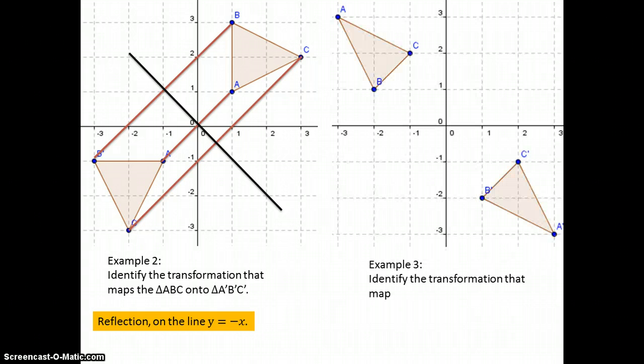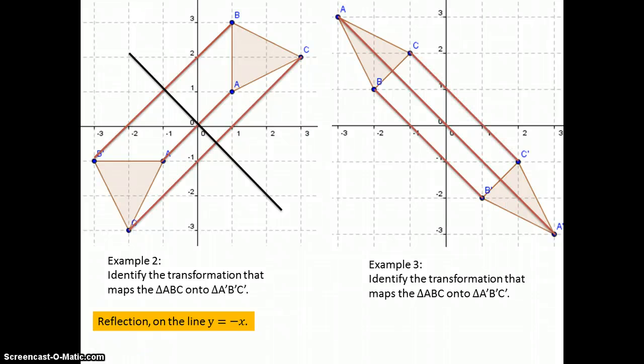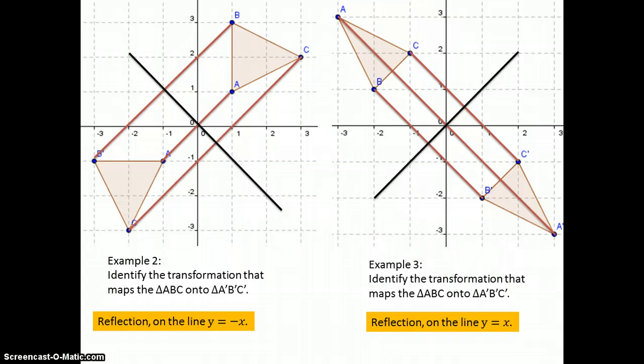And example 3. To identify the transformation that maps the triangle ABC onto the triangle A'B'C', we join the corresponding points A with A', B with B', C with C'. The lines created are parallel, therefore the mirror line is the midpoint of these lines. Thus, the answer is a reflection on the line y = x.